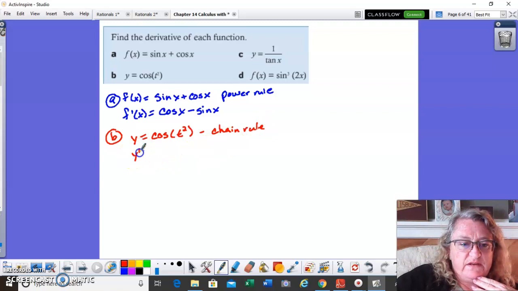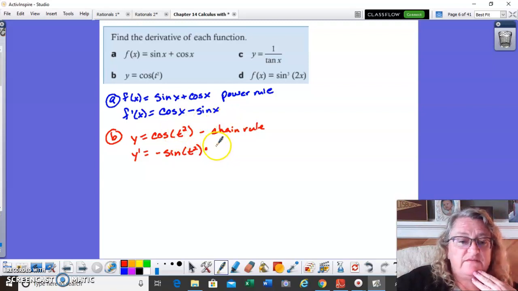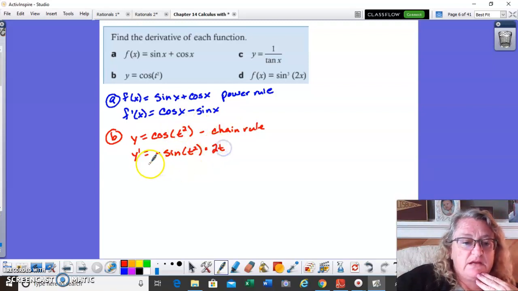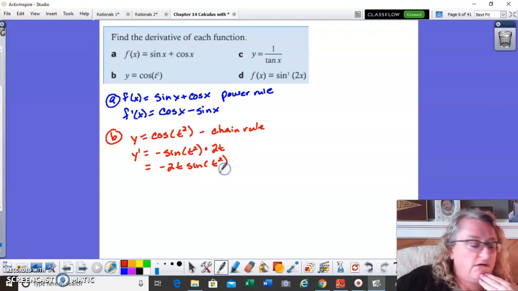So to get the derivative, I need the derivative of cosine, which we know is negative sine t squared, okay? And we have to multiply that by the derivative of the inside function, which is 2t. So I see the derivative as negative 2t sine of t squared. Negative 2t sine of t squared. Great. All right.